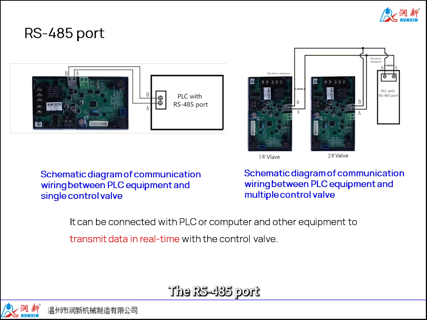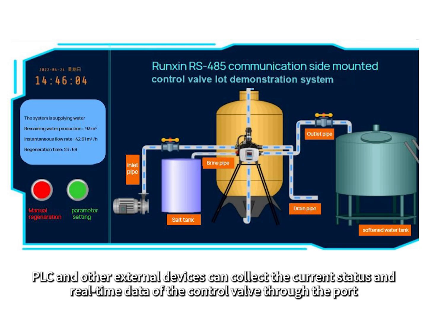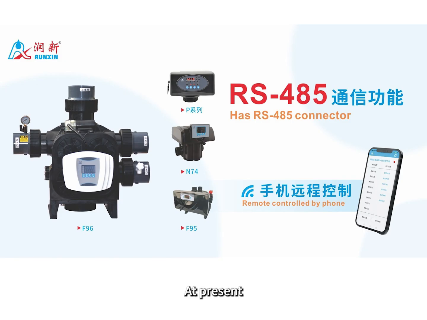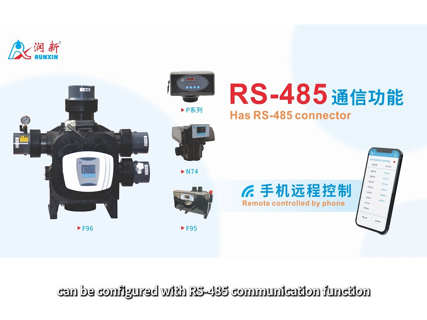The RS-485 port. The RS-485 port set on the main control board adopts the two-wire wiring mode and the Modbus RTU communication protocol. PLC and other external devices can collect the current status and real-time data of the control valve through the port, and can modify the control valve parameters and switch status. At present, Runxin P series and automatic control valves of 8 cubic meters per hour and above can be configured with RS-485 communication function.